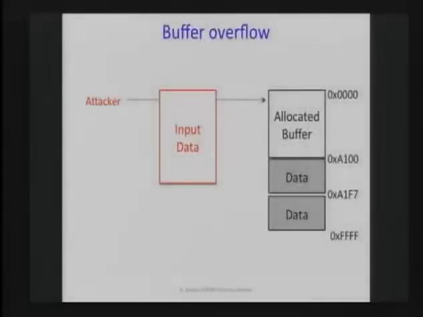So in a buffer overflow attack, essentially an attacker can pass on tainted data that might contain malicious code to carry out such attacks. For example, the Morris Worm in the 80s was such type of an attack. And so in this example, we have an attacker sending an input data. There's an allocated buffer, and it overwrites the data section from address A1000 to A1F7. Okay, so that's as simple as that.